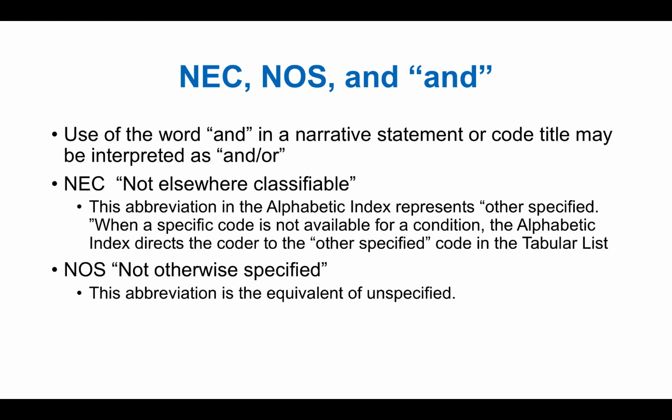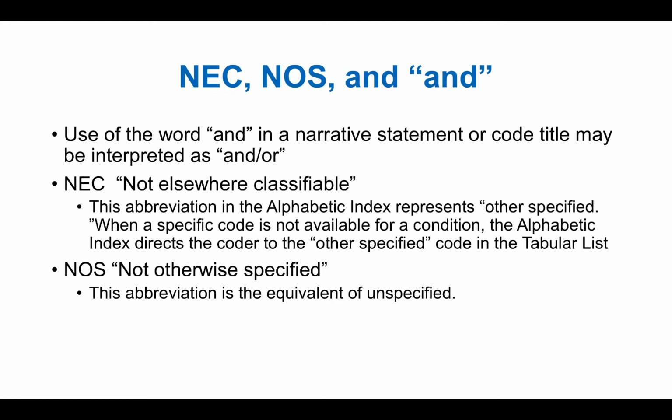Now turn to the convention section in your ICD-10 book and you can follow along. We're going to talk about NEC, NOS, and the word AND. Use of the word AND in a narrative statement or code title may be interpreted as and or. NEC stands for Not Elsewhere Classifiable. This abbreviation in the Alphabetic Index represents Other Specified. When a specific code is not available for a condition, the Alphabetic Index directs the coder to use Other Specified code in the tabular list.